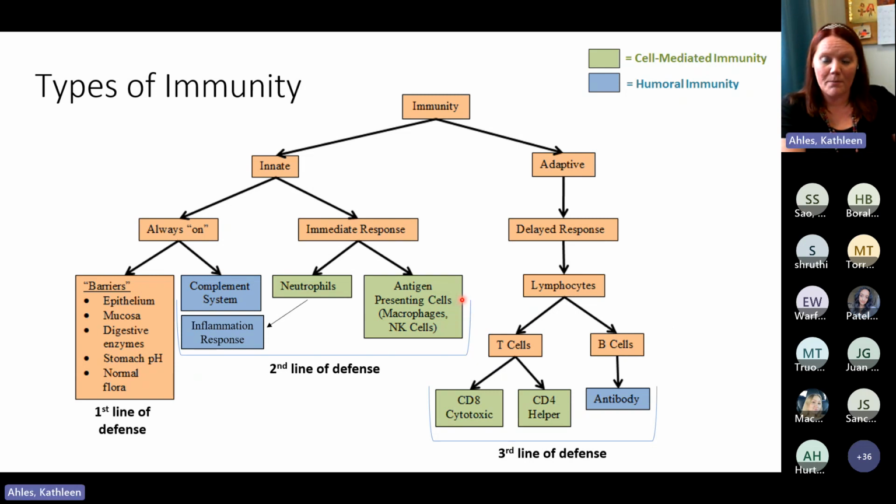So when we're thinking about immunity, remember, first line of defense, I don't want stuff to get into the body. Second line of defense, bummer, it got inside.